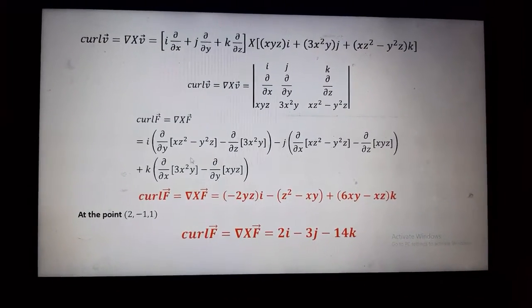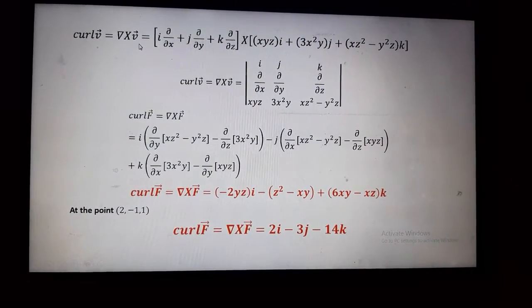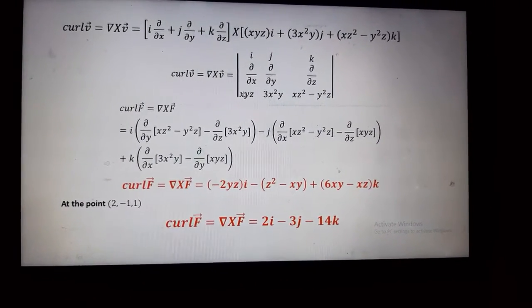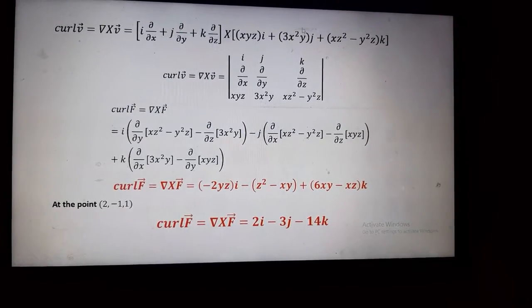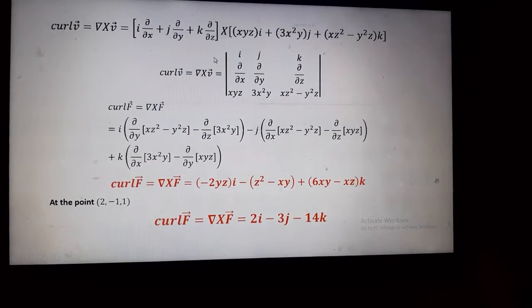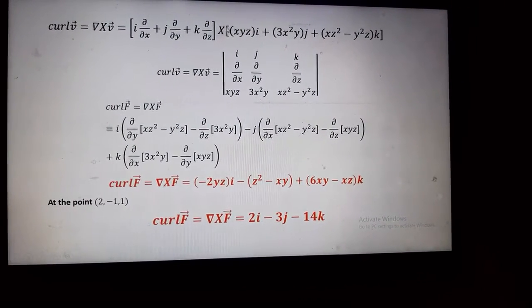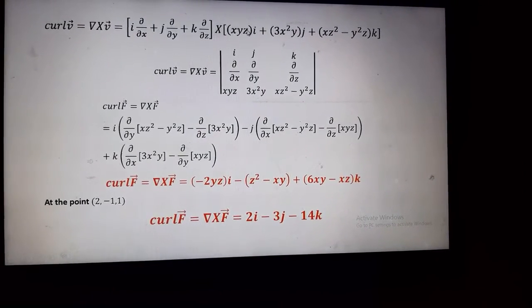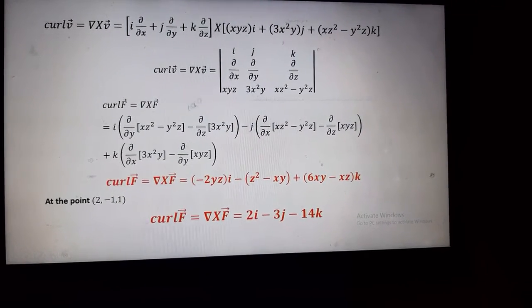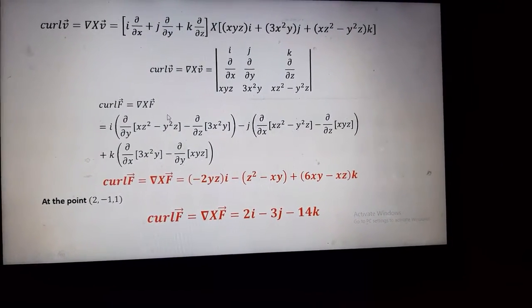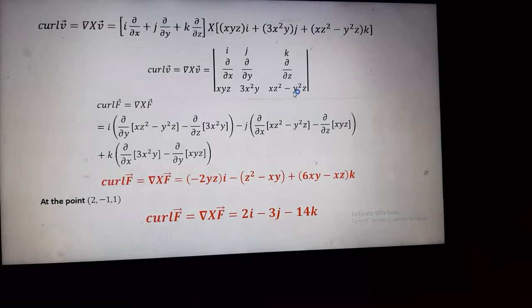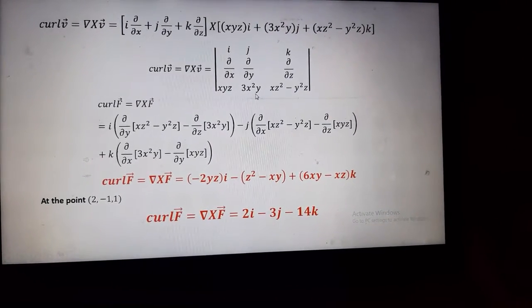Now I will find curl of v, that is del cross v. Again I will write the definition of del cross vector v. This is the cross product of two vectors. So it is defined as the determinant of i, j, k, dou by dou x, dou by dou y, dou by dou z. In the second row I write the coefficients of v: xyz, 3x square y and xz square minus y square z. Now I will simplify this determinant, that is i into dou by dou y of xz square minus y square z, minus dou by dou z of 3x square y.